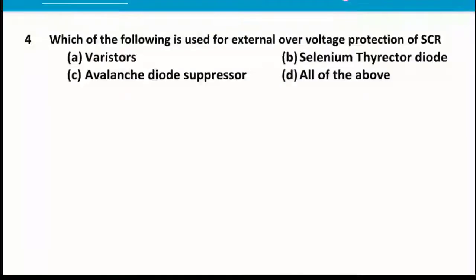Next question, which of the following is used for external over voltage operation of SCR? Option A, varistor. Option B, selenium thyrector diode. Option C, avalanche diode suppressor. Option D, all of the above. And here all of the above is the correct answer, because all are used for the external over voltage protection, and the work of all these devices is the same.